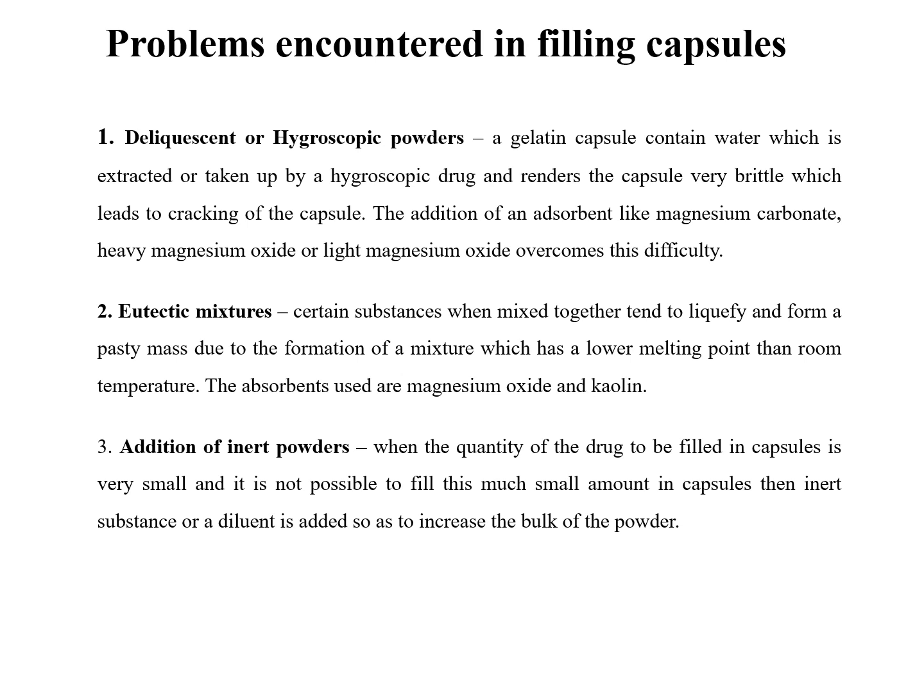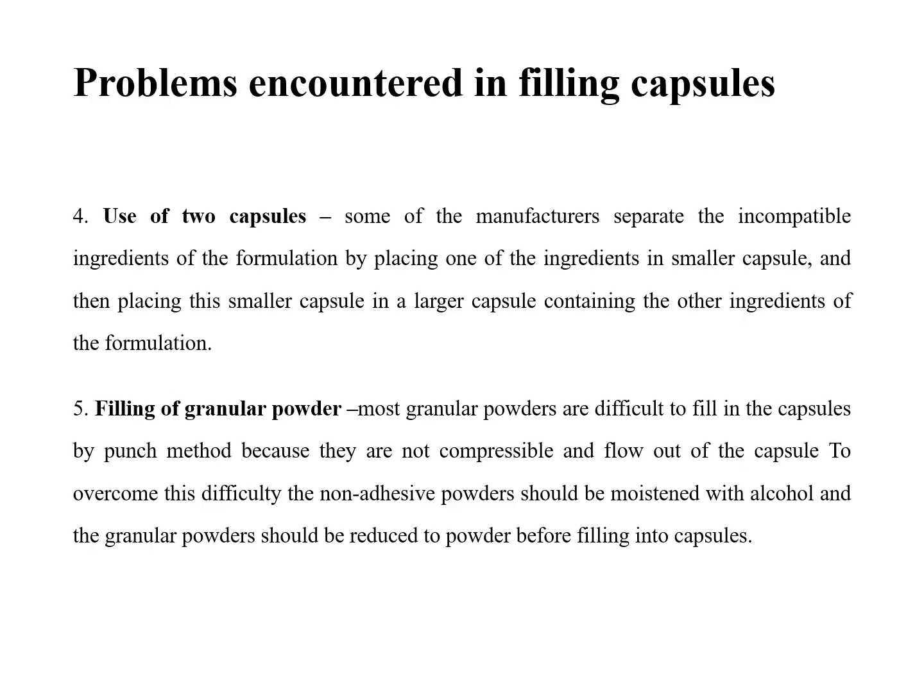Addition of inert powders. When the quantity of drug to be filled in a capsule is very small and it is not possible to fill such a small amount in a capsule, then an inert substance or diluent is added so as to increase the bulk of the powder.